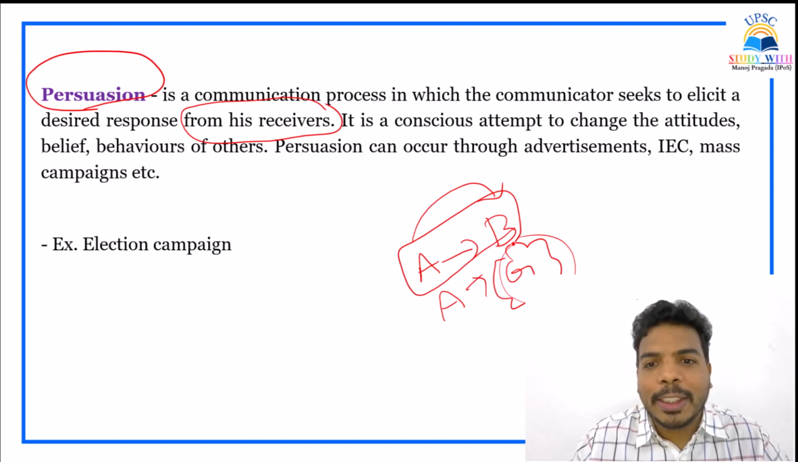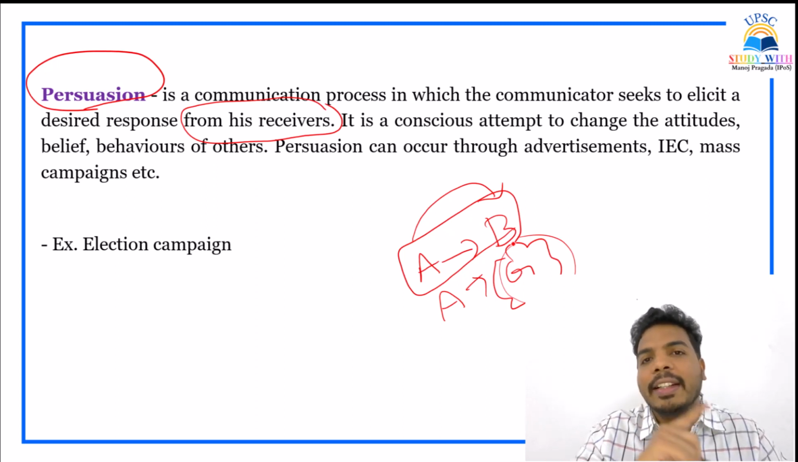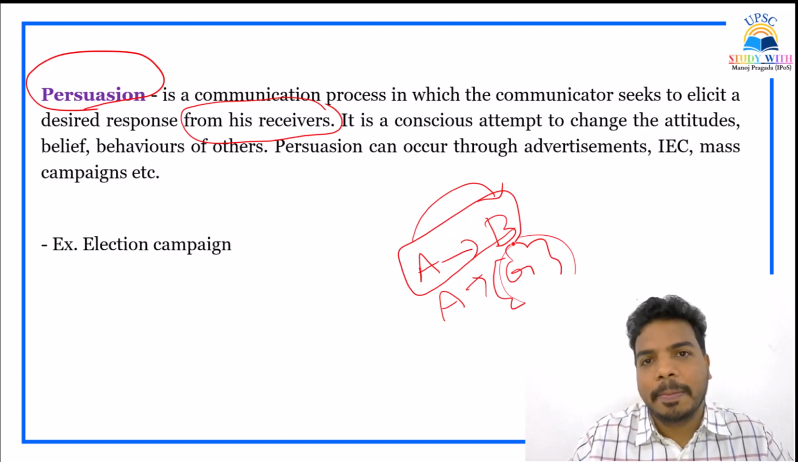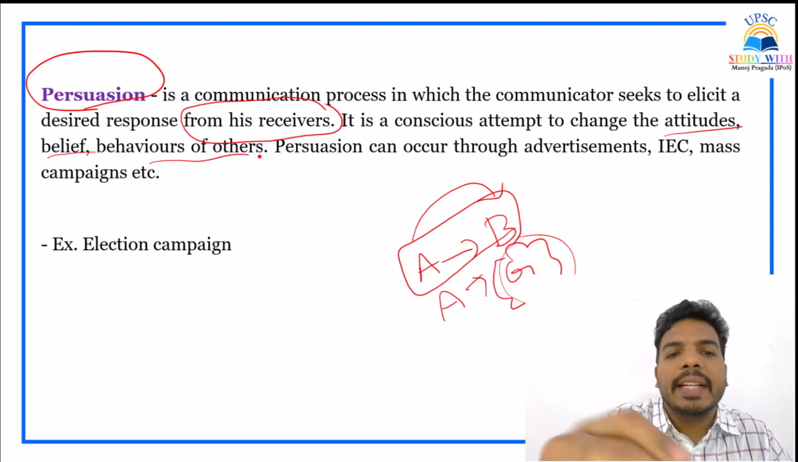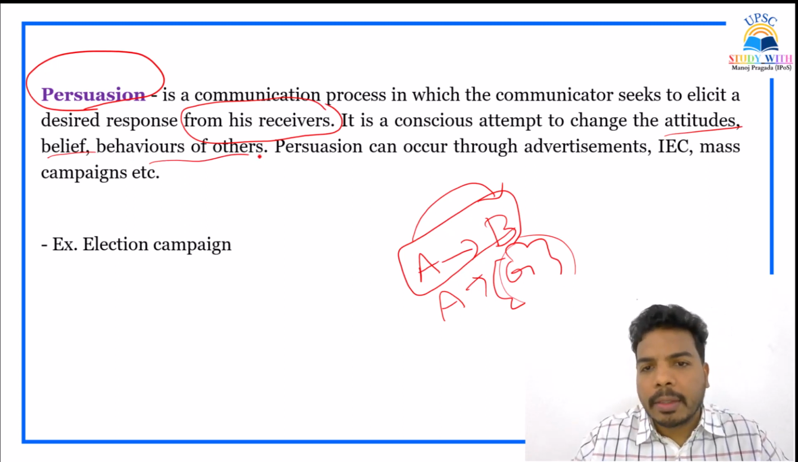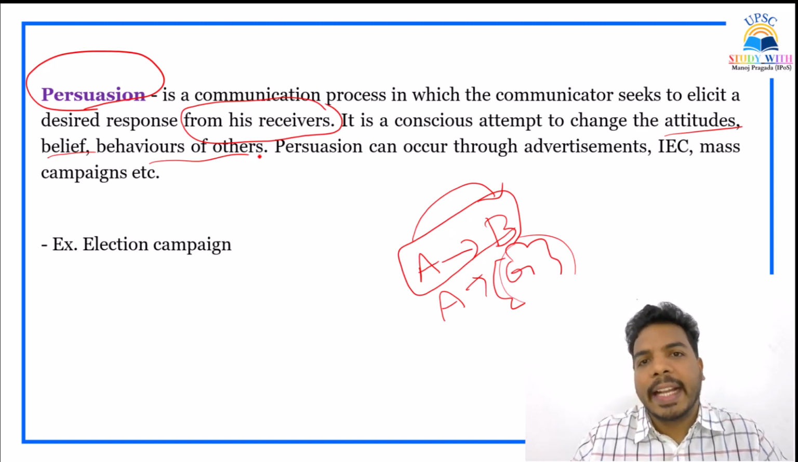So that persuasion you are doing is intentional. It is specific. It is not general. If it is general, we call it social influence. It is a conscious attempt to change the attitudes, beliefs, behaviors of others. Yes, that's what we are saying. If your friend is not convinced of coming to a tour, you will convince him or her to go along.